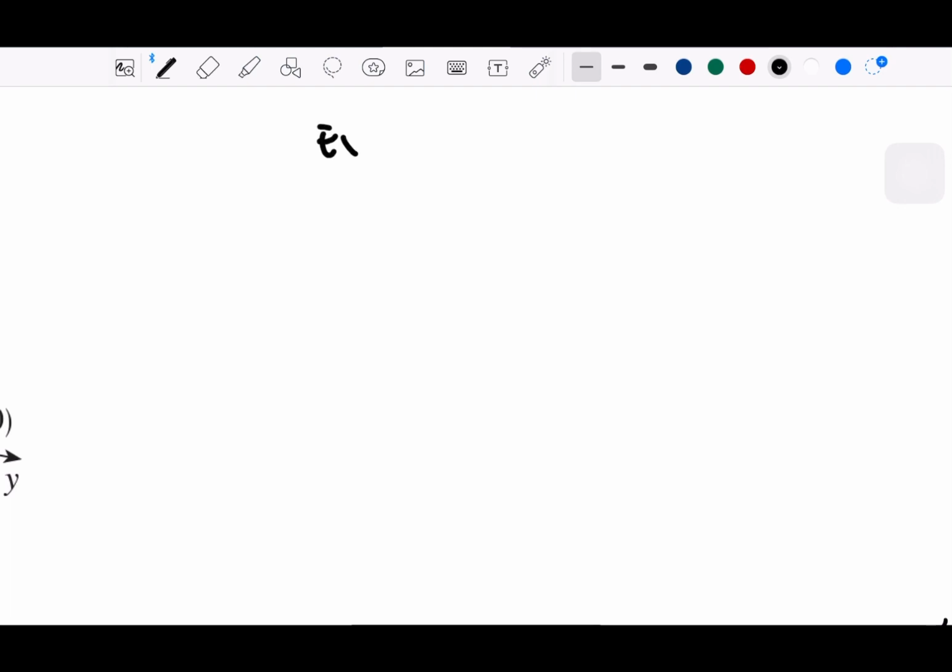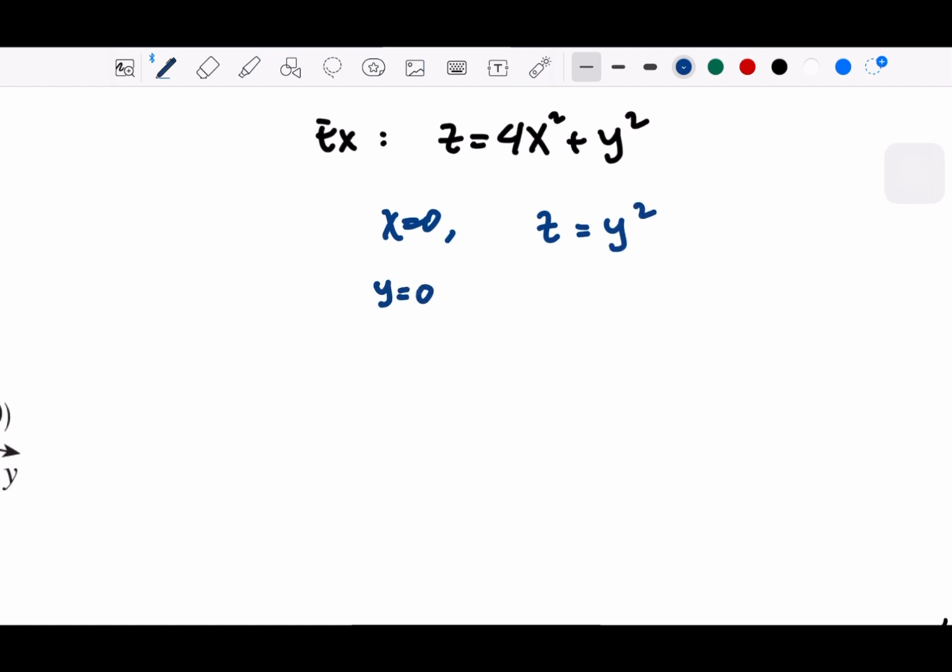And then another example is z equals 4x squared plus y squared. Again, to identify, we can take some variable as 0. So let's say we take x as 0, then we have z equal y squared, right? And we can take y equals 0, and z is 4x squared. So we have a parabola, right? A parabola for the zy plane and the zx plane.